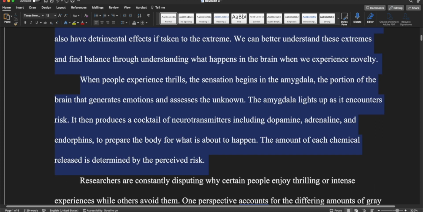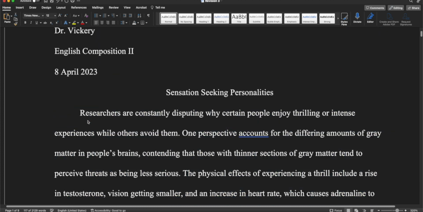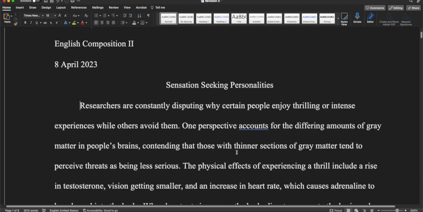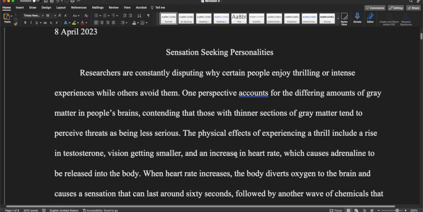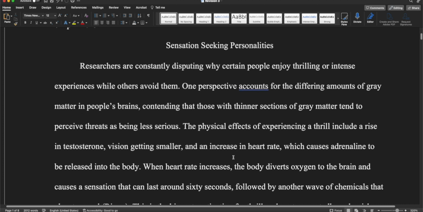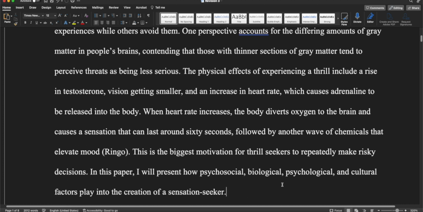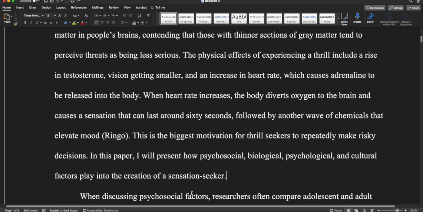Okay. So now we're down to almost 2,000 words, right? We've deleted about 250 because this is the second introduction we've got, and we don't need 2, right? This is also narrower and more specific. It's just saying this paper is going to be about how we create a sensation seeker by these various factors, right? Okay, cool. This is narrower and I like it.